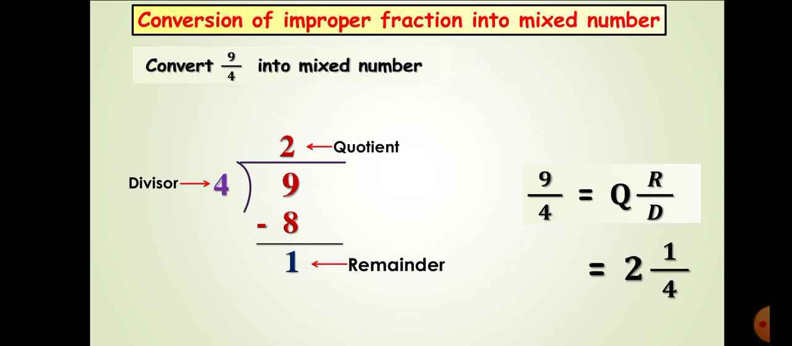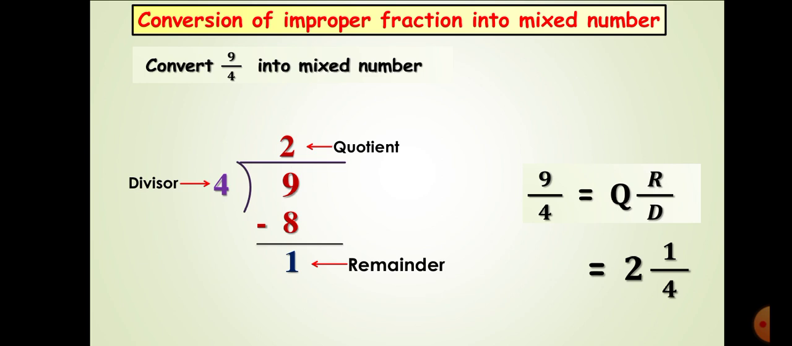So you have to convert 9 over 4 into a mixed number. For that, what you have to do is the division. So what did I tell you? Whatever we have in the numerator is going to be the dividend, and whatever we have in the denominator is going to be the divisor. So 4 here is the divisor, 9 is the dividend.